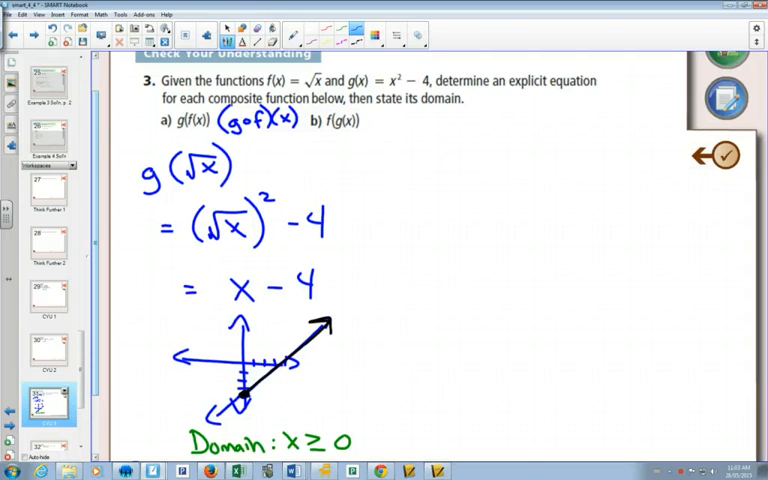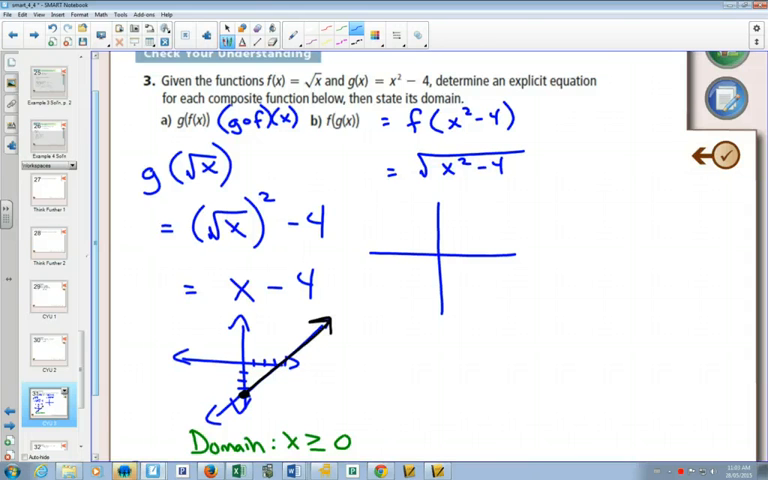For f of g of x, now we're going to put g of x inside, which is x squared minus 4, and put that inside of f of x. So we replace the x with x squared minus 4, and we get the square root of x squared minus 4. This goes back to chapter 2 if we wanted to graph this. Okay? Are you okay with graphing x squared minus 4? X squared minus 4 would be a parabola moved down 4, as from our transformations unit, and it would look like this.